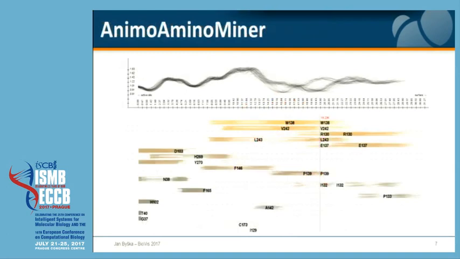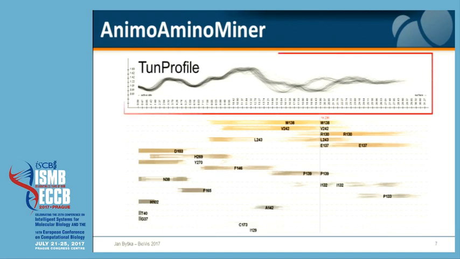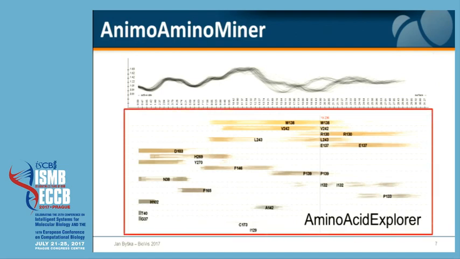So we asked ourselves a question: what do biochemists want to see in their data? And we found out that they are more interested in the statistical overview of their protein than seeing the actual visualization of the simulation itself. So we generated a new representation, which we call AnimoAminoMiner. Basically, this focuses on an aggregated view of a protein tunnel and its surroundings over time in a single image. It's actually a multiple view visualization. The upper part we call Tun Profile, and the bottom part is called Amino Acid Explorer.